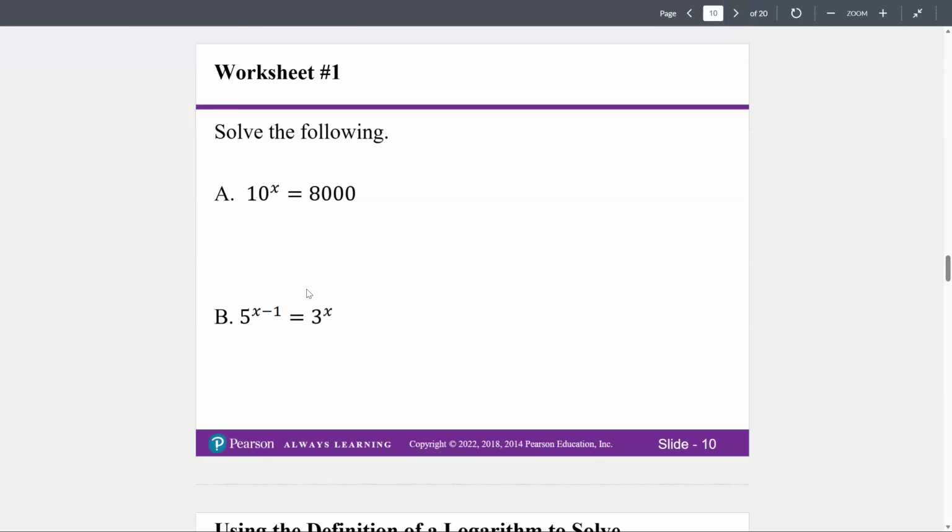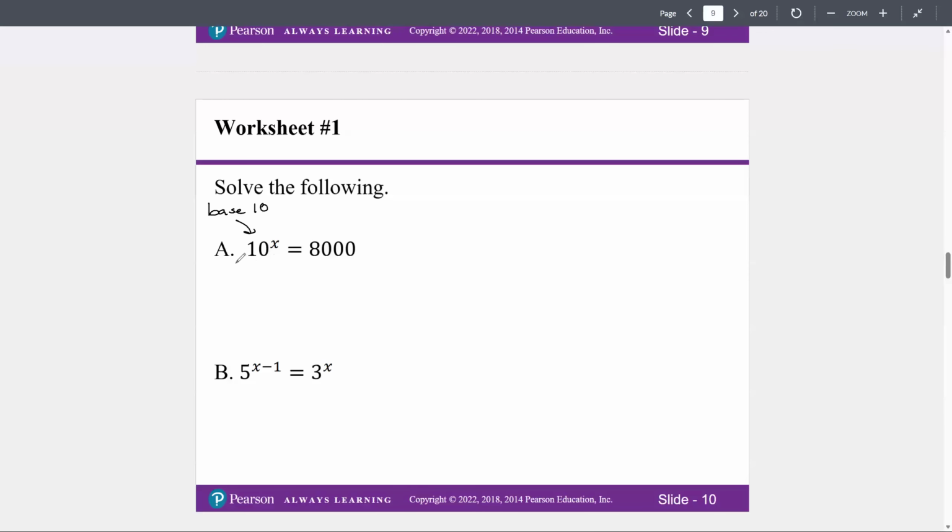Okay. So for you to try out, you got 10 to the x equals 8,000 and 5 to the x minus 1 equals 3 to the x. So notice this has already got a base 10 in here, so you don't necessarily have to use a natural log. There's another log that will be easier to use. So take a moment and we'll come back and work on these.